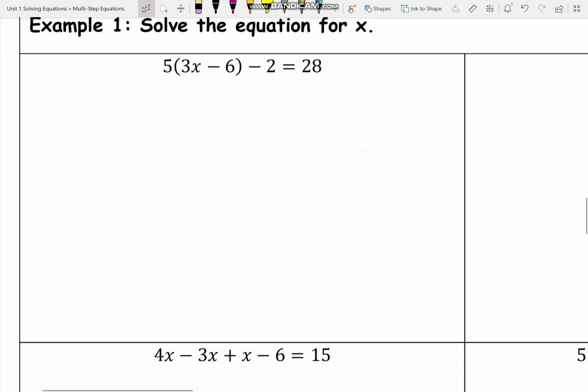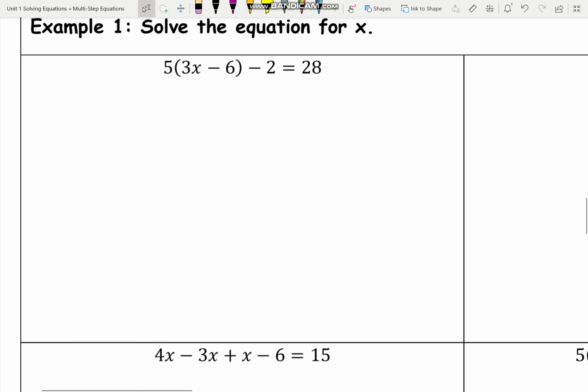So let's start out with this first problem here, and let me draw my line. And let's remember that my goal is the X on the left side of the equation and everything else to the other side. So I want to do this using inverse operations. I can start off here by multiplying by two.